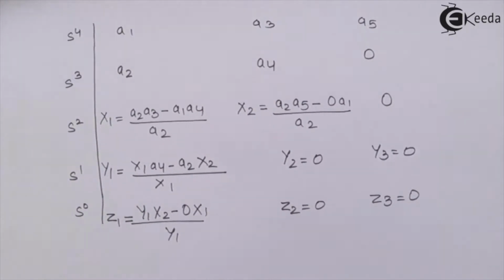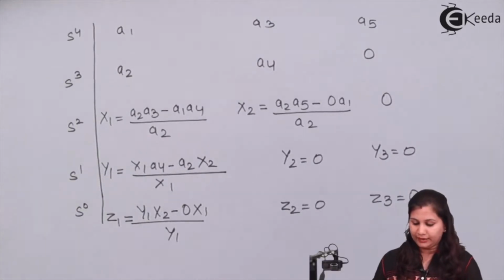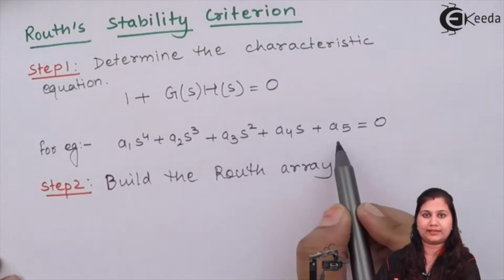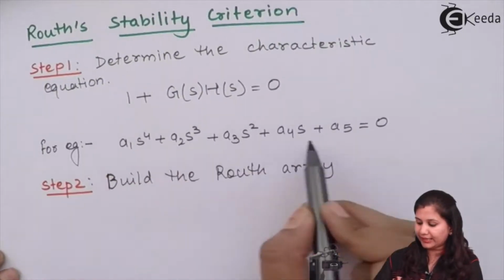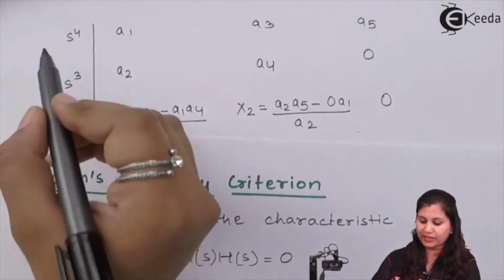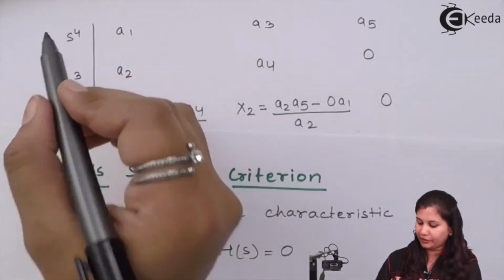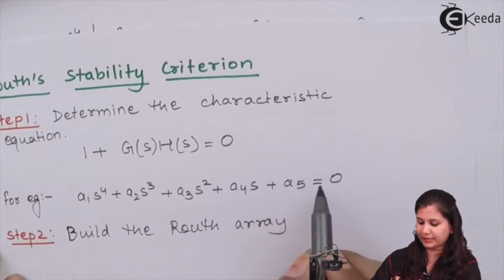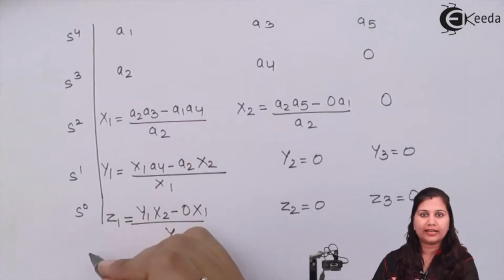So this is how the Routh array is made. Let's see. The highest power of s, we have taken this as an example of the characteristic equation. So in this characteristic equation, the highest power of s is 4. So first we are writing s to the power 4. Then all the powers s cube, s square, s1 and s0 we have written on the left hand side of this line.